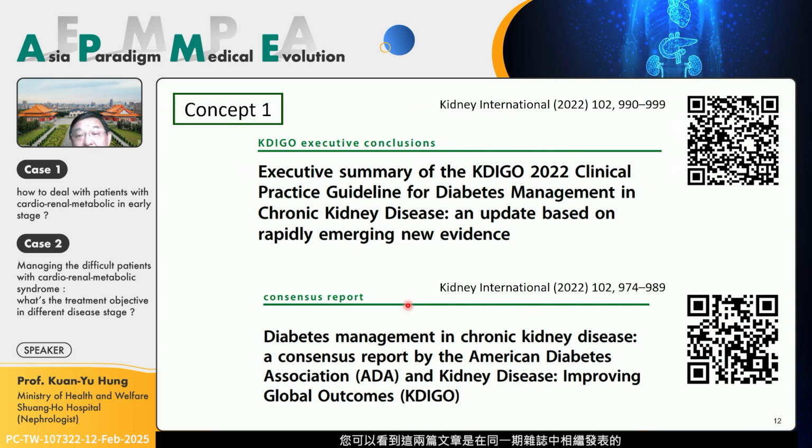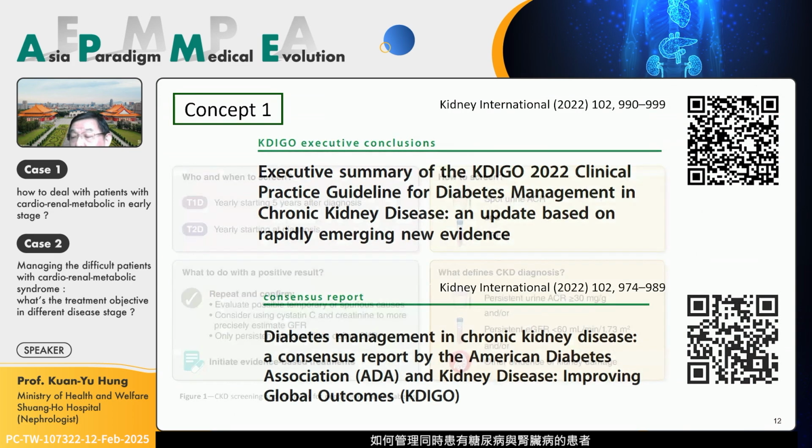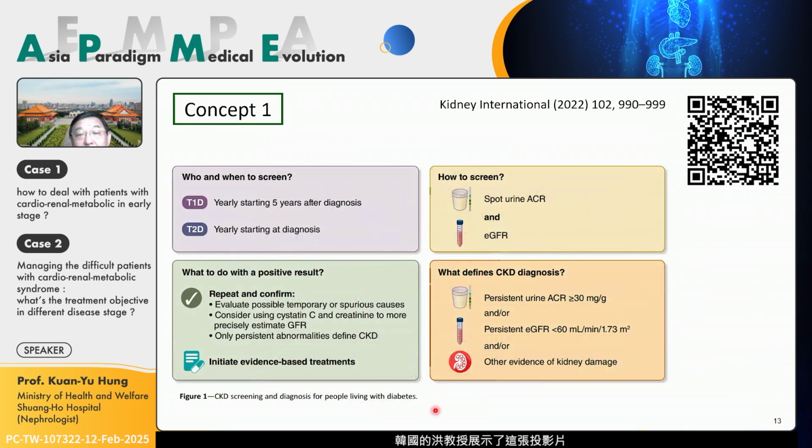You can see that these 2 papers were published sequentially in the same issue. It's a consensus from the ADA and the KDIGO to tell colleagues and physicians how to take care of patients with both diseases, diabetes and kidney disease. And Professor Hong from Korea has shown this slide. The information here is quite clear: if we would like to screen for renal issues in this patient, we might use the ACR and the eGFR together.